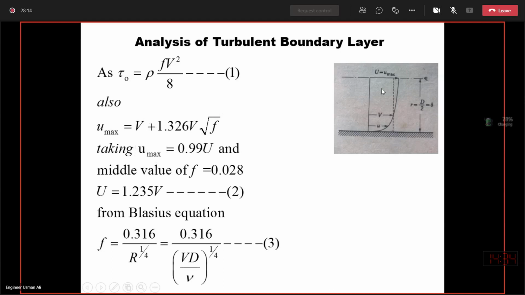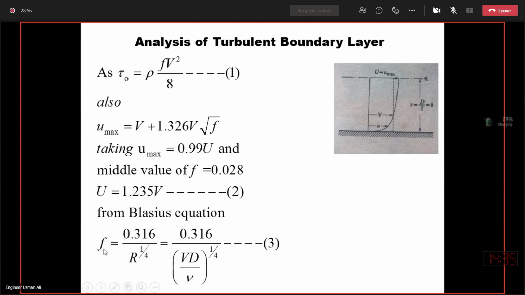Now taking this u maximum, the velocity at the center line, which we are saying is the edge of the boundary layer, at the edge of the boundary layer we know that the velocity is 0.99 times the undisturbed velocity. So taking that u maximum is 99% of u, and taking the middle value of friction factor 0.028, if you put this value over here, for the turbulent flow the undisturbed velocity is approximately equal to 1.235 times the average velocity. So this is the relationship that we have to use further.